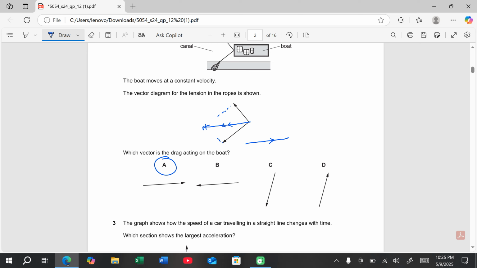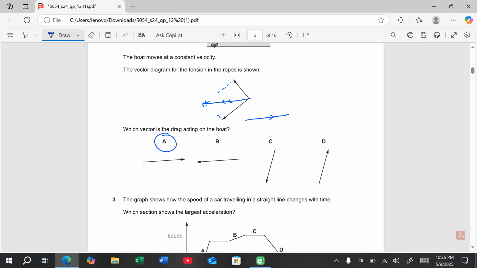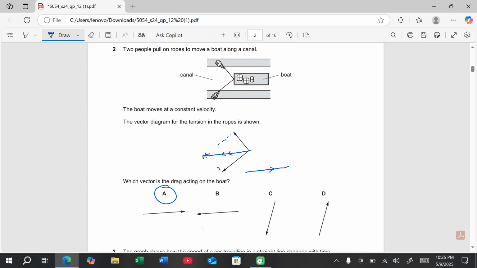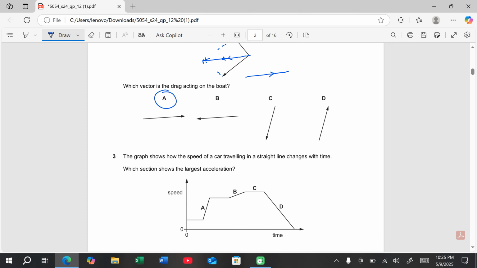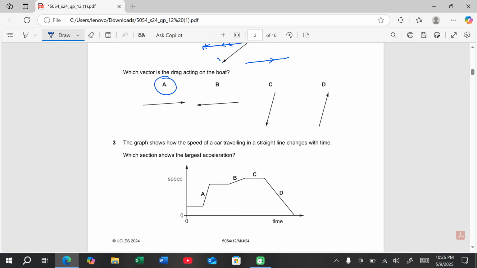So it is A, because it says it's a constant velocity, so it means that it is balanced forces. So there is no resultant force due to these two. They are actually balancing the drag acting on the boat.